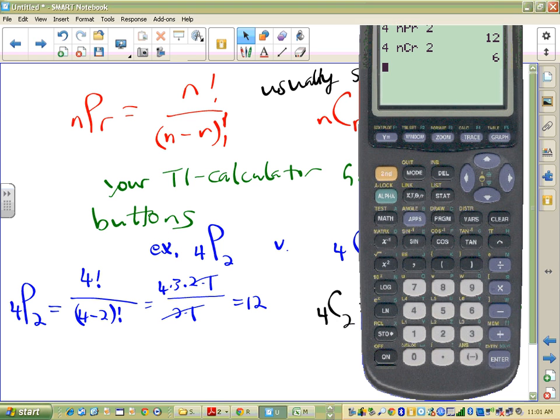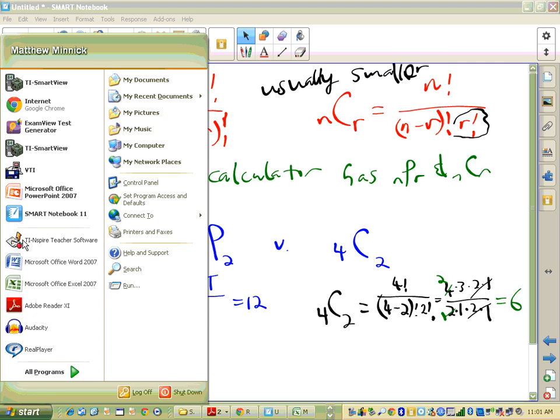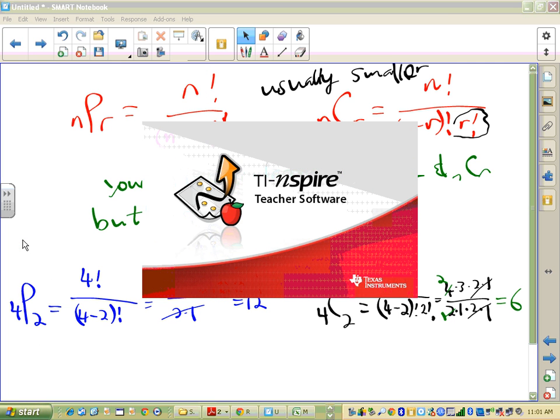On the TI Inspire, this is different than the 84. I'm pretty sure the TI-30 is just like the 84 and the 83, but the Inspire does do these differently, so check this out. It's going to take a minute to load.